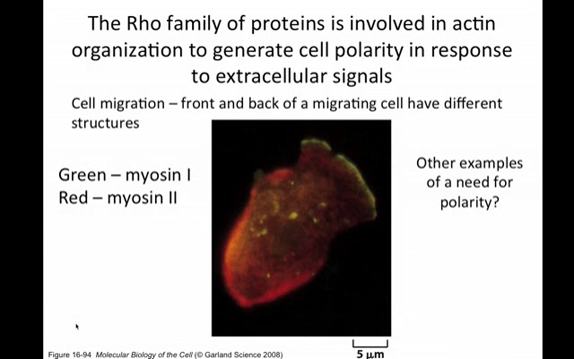Okay. So you might be saying to me, okay, but what's controlling all of this, right? Is that what you guys are thinking? How is this all regulated? So the Rho family of proteins is involved. Rho family of proteins are involved in actin organization to generate cell polarity in response to extracellular signals.